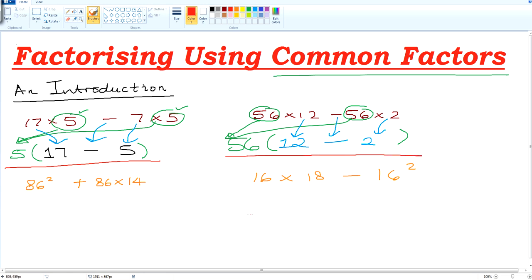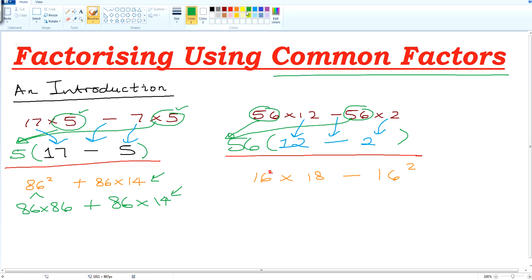Now I'm going to modify the last question a bit. This one here: 86 squared plus 86 times by 14. In the number 86 squared, what does 86 squared stand for? What does it mean? Beautiful, lovely, I couldn't have said it better myself. 86 squared means 86 times by 86. And then we rewrite the question again.